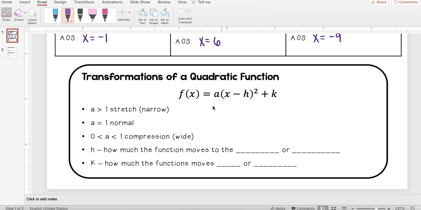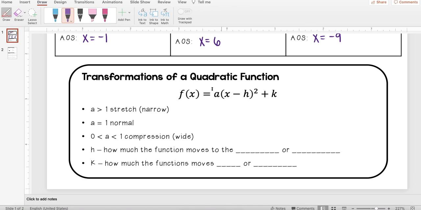Now let's talk about some transformations that we can see in a quadratic function. If you remember back to first semester, we talked about transformations in a linear function, about how it can be compressed, it can be stretched, it can go up or down. Well, we're going to have the same thing with quadratic functions, plus a couple of other things.